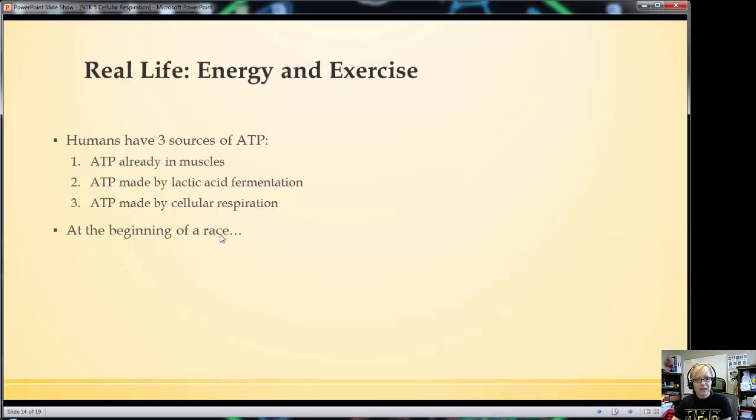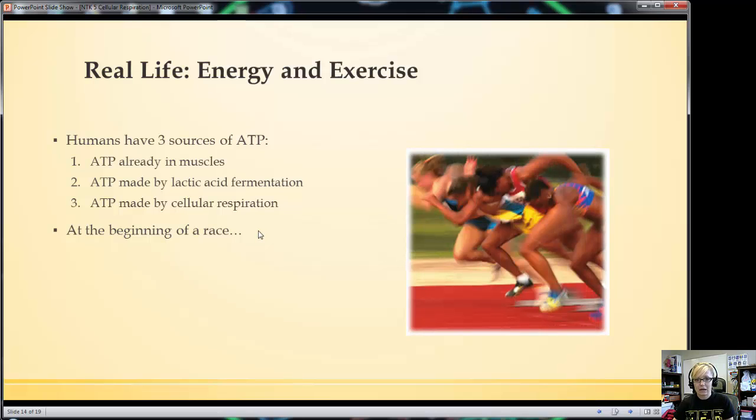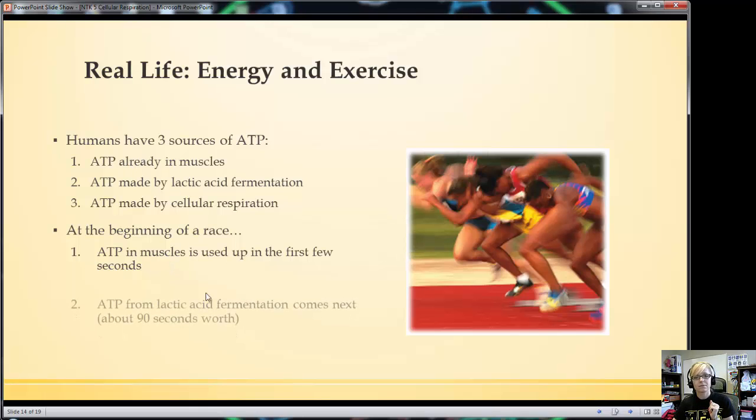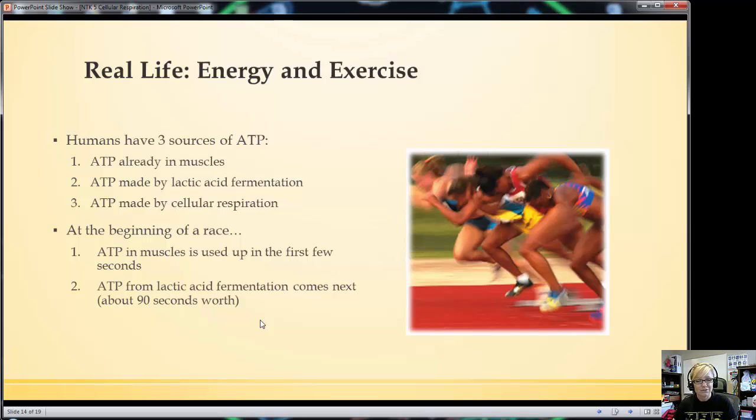Okay, so at the beginning of a race, let's say that you're on the track and you're competing against other runners and the gun shoots off. What happens at the very beginning? ATP in your muscles is used up in the first few seconds. That's our first supply of ATP. ATP from lactic acid fermentation is going to come next because you probably don't have tons of oxygen in every single cell in your body. So instead, we gotta get that ATP. About the first 90 seconds of your run is going to be lactic acid fermentation.